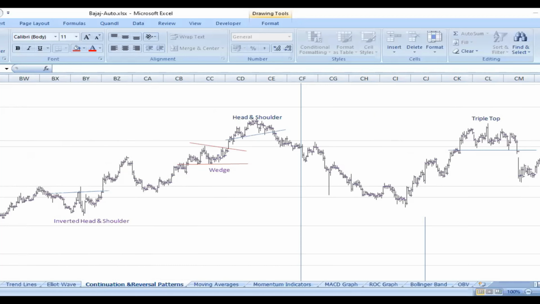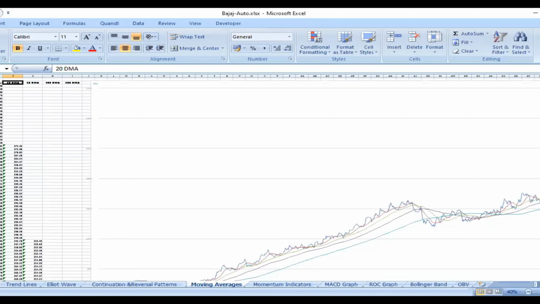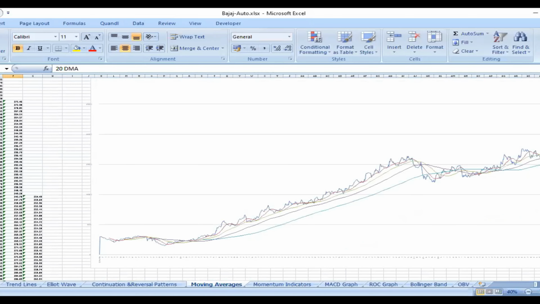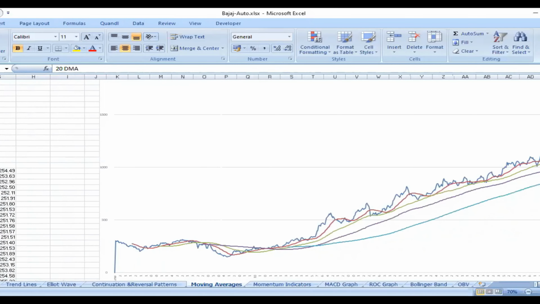If we move on to the next, these are the momentum indicators. Momentum indicators tell you whether there is a positive trend or a negative trend, and that would represent the momentum of a stock. Let me know if you're able to see my screen. If you look at it, I just zoomed in a little bit to help you understand.